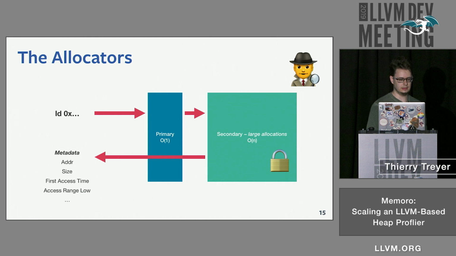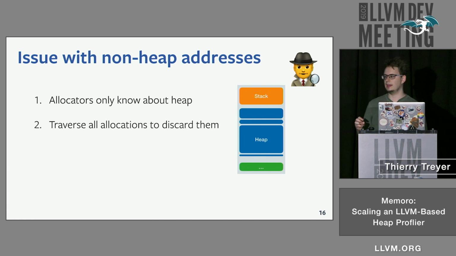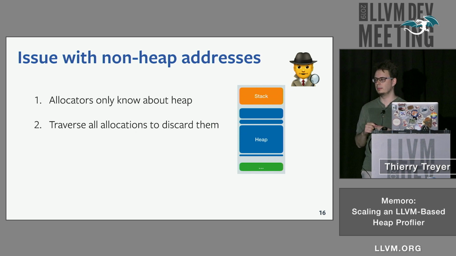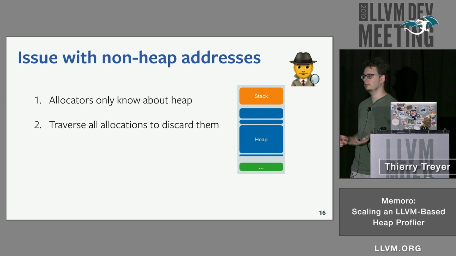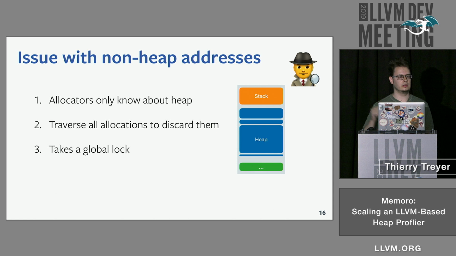So what is really happening is that the allocators only know about the heap addresses of your program. And every time you give it a stack address, we need to go through every allocation of your program. This is like a process of elimination. We have to ask the primary allocator, hey, do you know this stack address? No, I do not. Hey, secondary allocator, could you please take a lock around this vector, iterate on each and every allocation and tell me if you know this address? No, I do not.